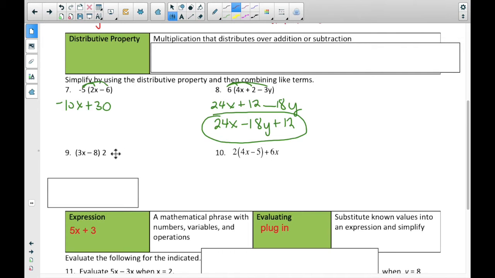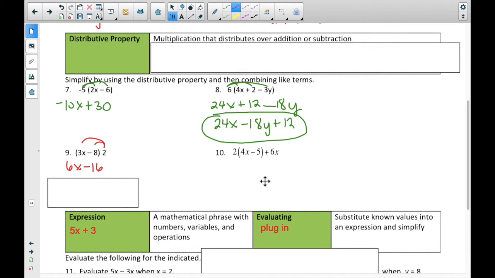Okay, next problem. The difference here is we have a 2 on the right-hand side. That's okay. It still means distribution, and we can still do that. So 3x times 2 is 6x, and a negative 8 times 2 is a negative 16. Don't forget that minus sign.